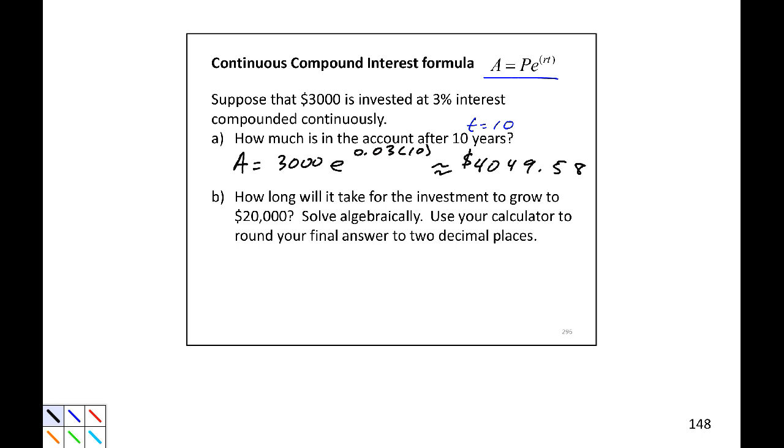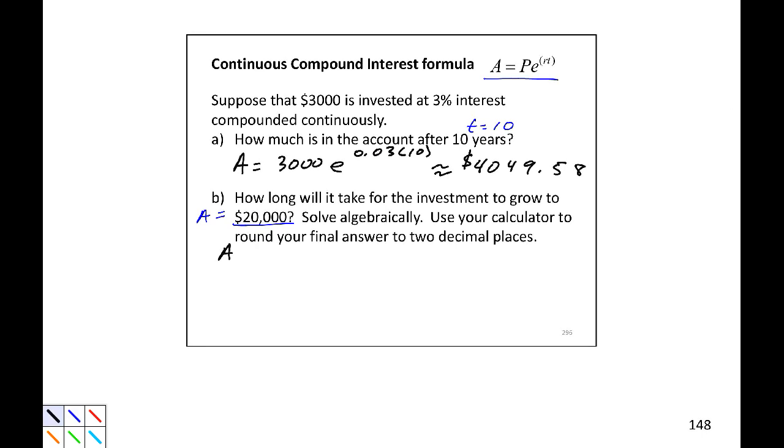Well, for this, we now are given an A as the future value. So we can take that formula, A equals P times e to the exponent of rt, and write this as $20,000 equals $3,000 times e to the 0.03t, because that value is not known. I'm going to put this in parentheses. Emphasize that, the exponent is all raised to the e power.